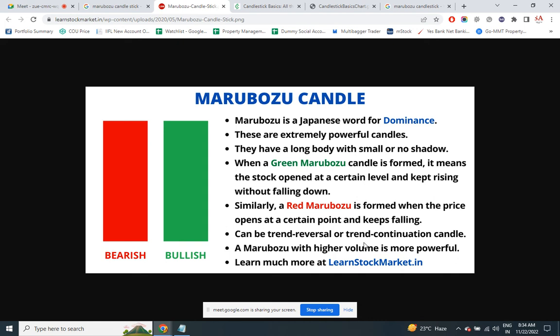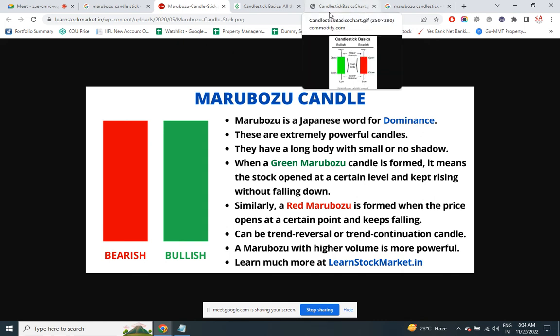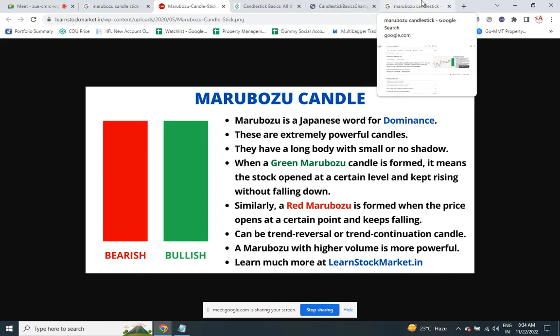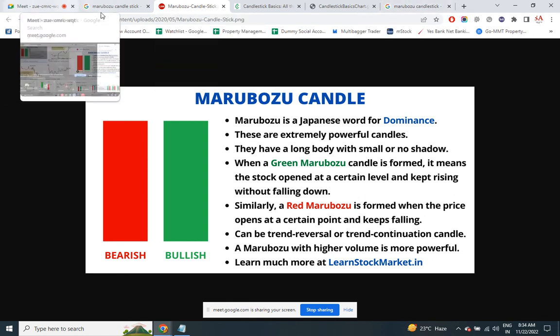Alright, so this is one pattern, the Marubozu. Then we have the hammer pattern. Hammer patterns are also powerful. The next strength pattern is the hammer.